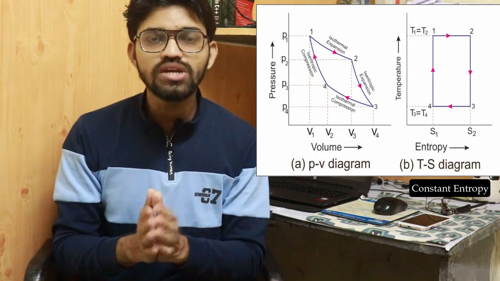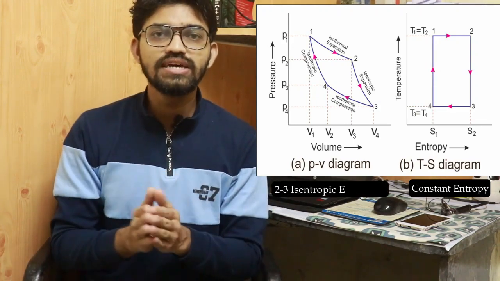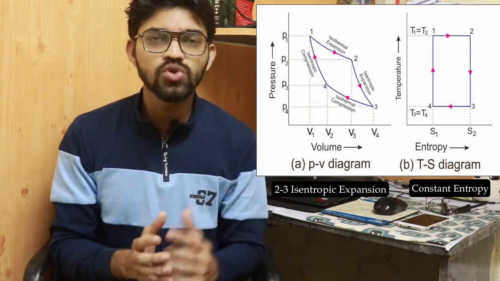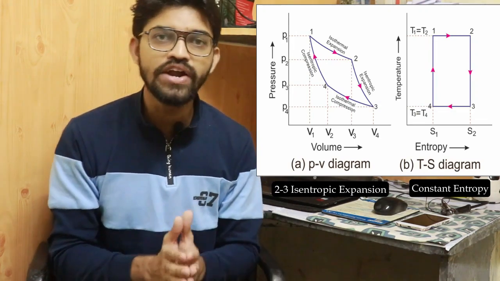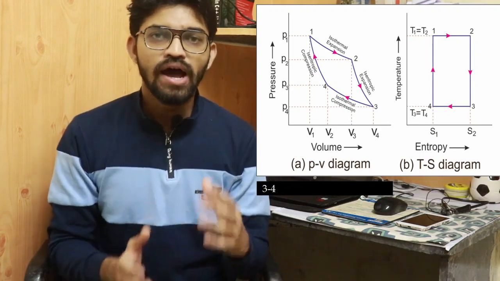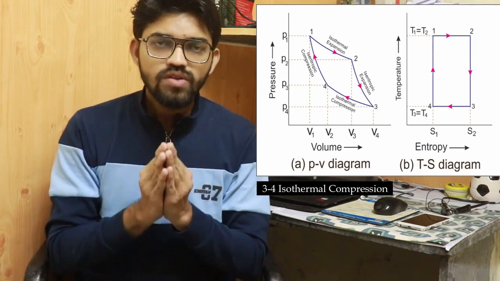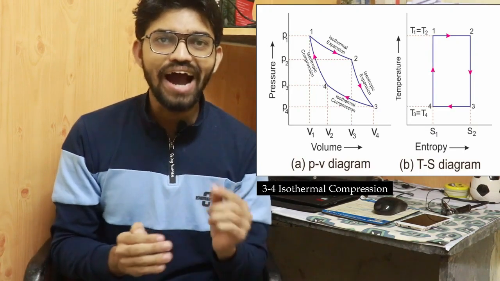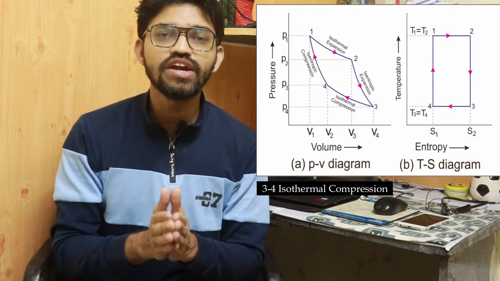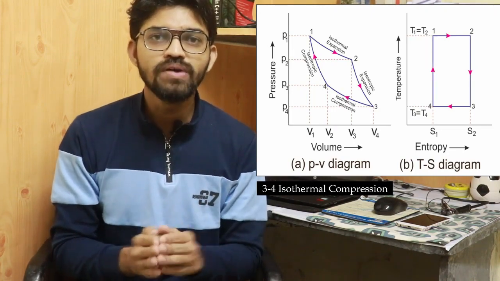So process 2 to 3 is nothing but the isentropic expansion. Over here, in this case, the entropy remains constant, as you can see in the TS diagram, the entropy from 2 to 3 remains constant. And guys, from 3 to 4, the compression will occur. Now over here the compression will be the isothermal compression. The temperature remains constant, but over here the entropy of the system will increase.